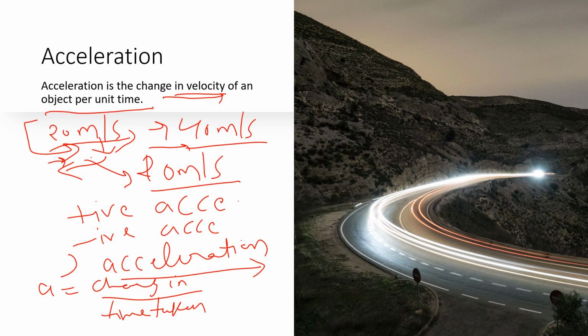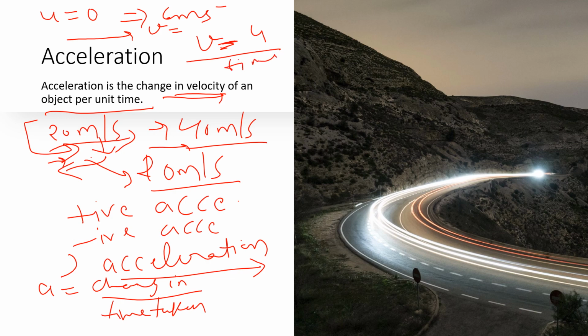Suppose you are starting to pedal a bicycle. At the start the velocity is 0 because you start from 0. Now you pedal till 6 meter per second. So the final velocity is 6 meter per second. So the change in velocity is v minus u, divided by the time you take. Suppose for reaching 6 meter per second, you take 30 seconds.